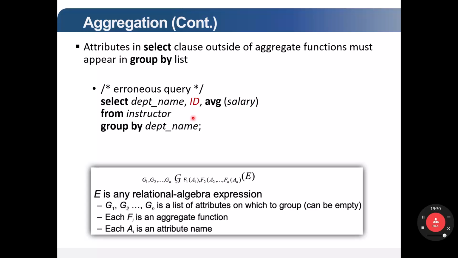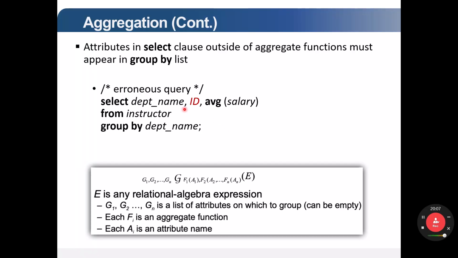And we learned this from a relational algebra lecture. Let's look at this. Here, department name is used in the group by clause, and salary is included in this aggregate function. What about ID? When you have an attribute that is not used by an aggregate function and that is not listed in the group by clause, you will get a syntax error.